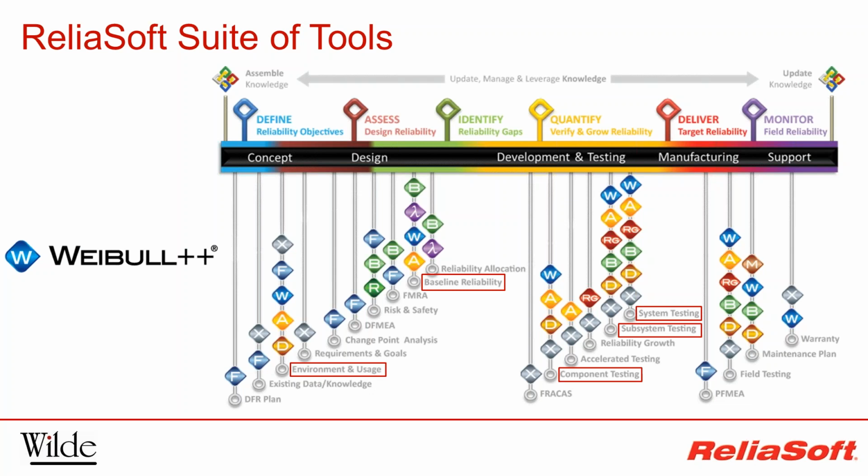Once a design has been developed, to verify and improve reliability, Weibull++ can be used during component, subsystem, and system testing to quantify and track improvements in reliability. Then, once the data from field becomes available, in the form of field tests, maintenance plans, and warranty reports, Weibull++ can be used to further build up the knowledge base of failure behaviour. This information is useful to further develop future products and allocate warranty resources more efficiently.